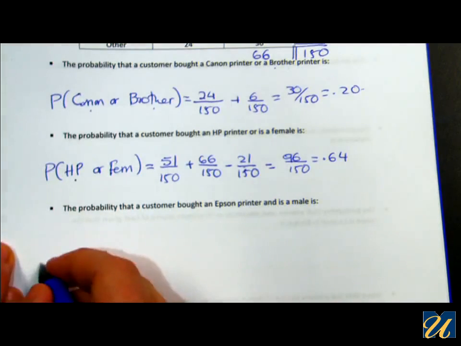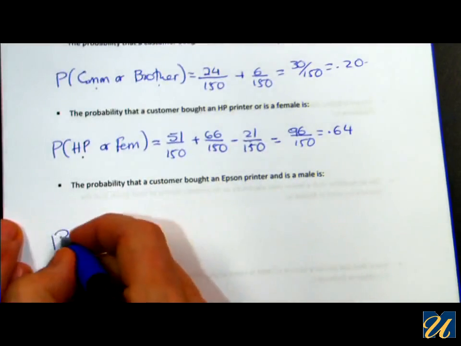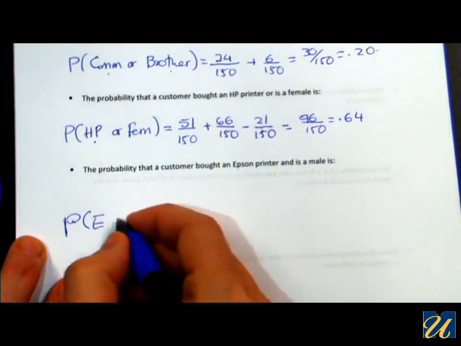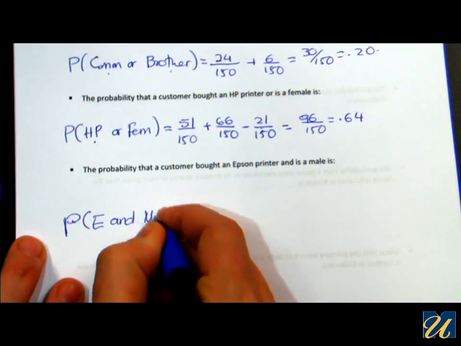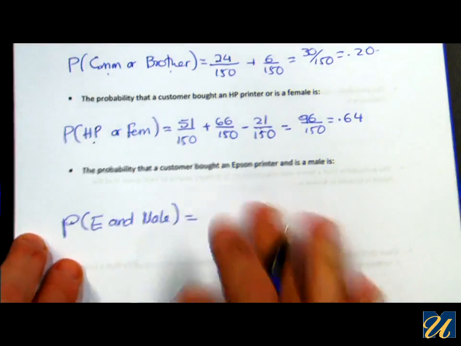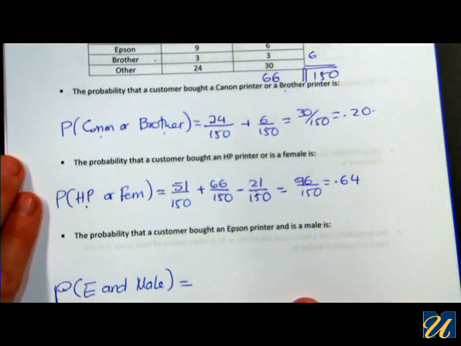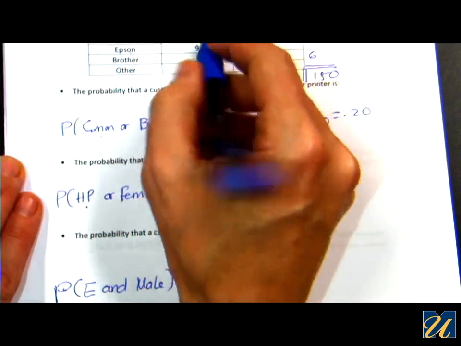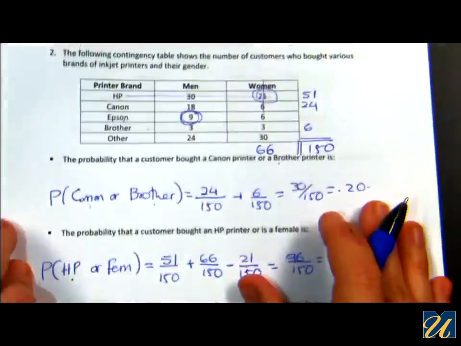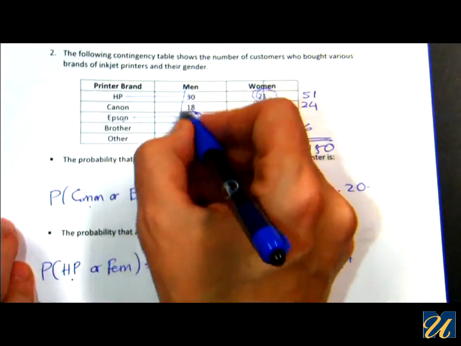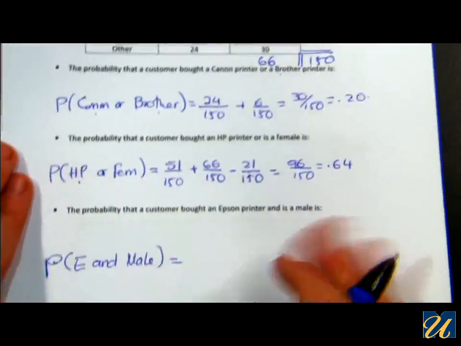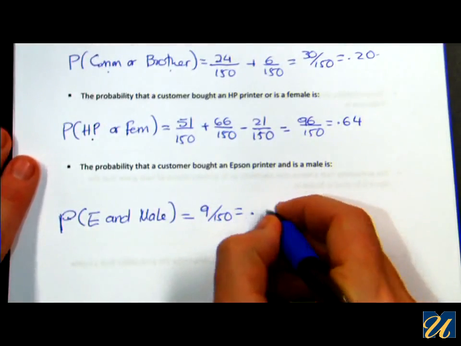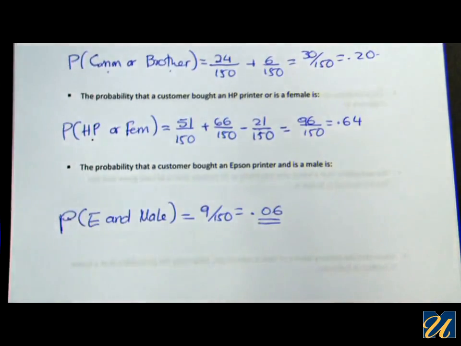Now, the probability that a customer bought an Epson printer and is a male. You simply go for the point of intersection between the two. Epson, male. Where do they meet? Right here. Epson, male. All right. So 9 over the grand total, 0.06 for the probability.